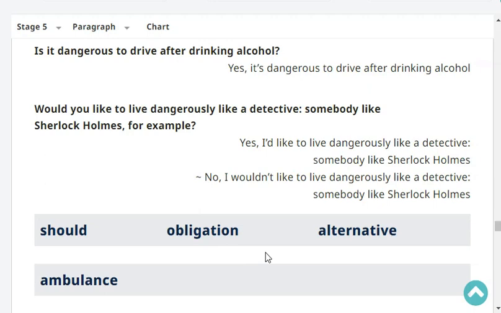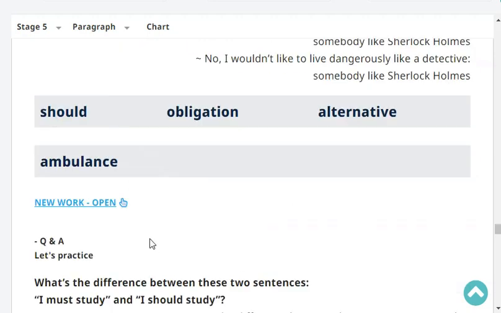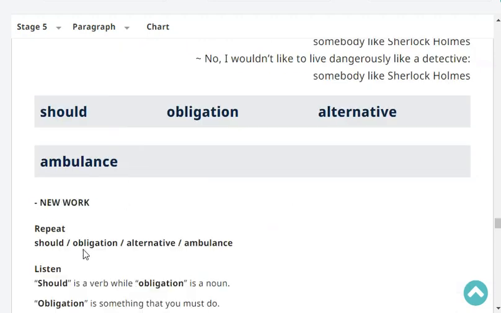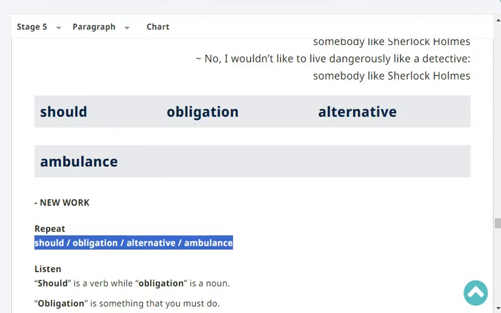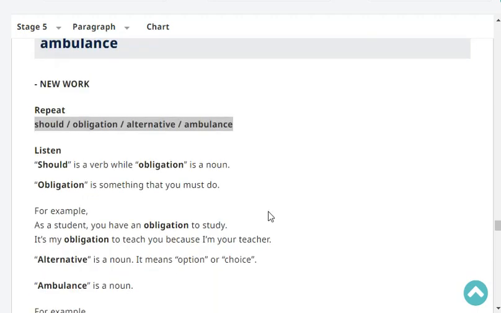No, I wouldn't like to live dangerously like a detective, somebody like Sherlock Holmes. Very good. Thanks. Repeat. Should. Obligation. Alternative. Ambulance. Very good.